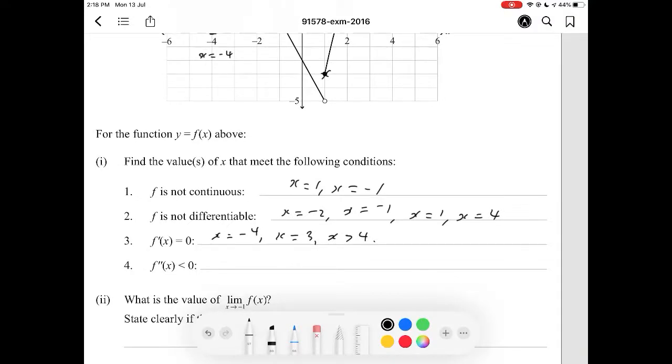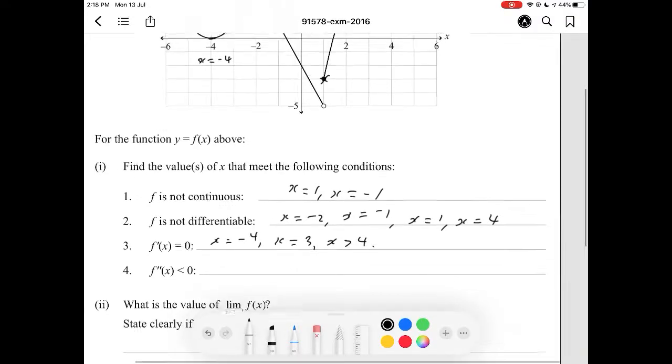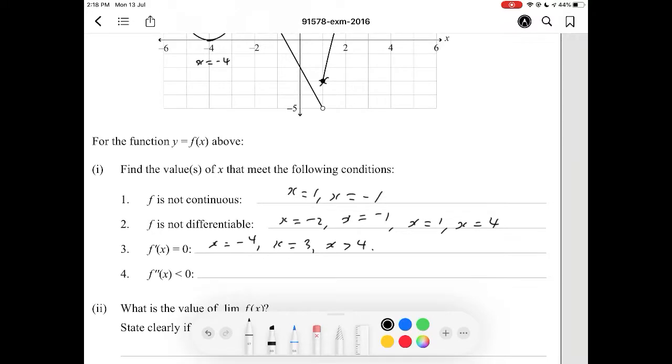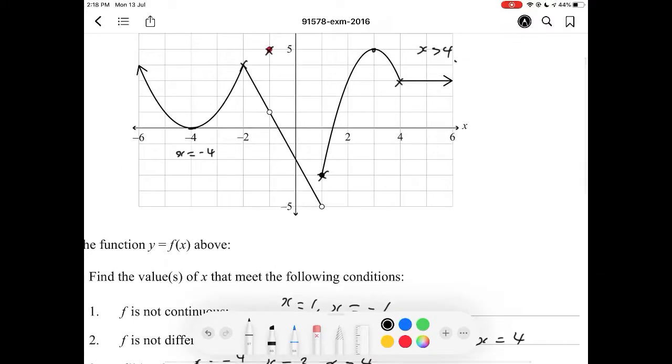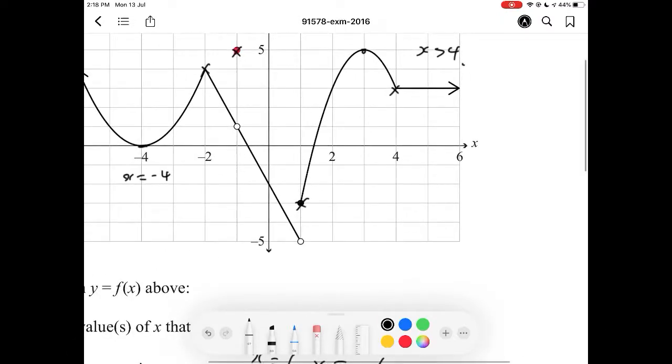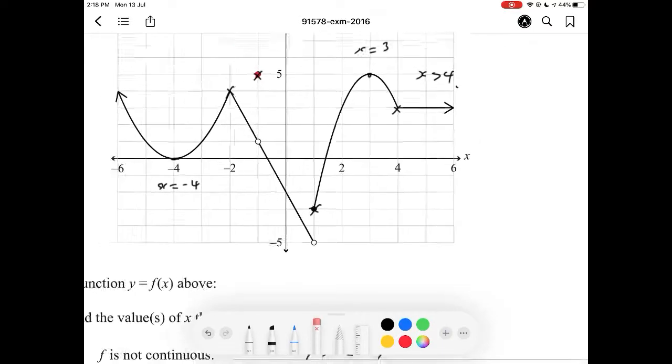Question 4, f double dash of x is smaller than 0. Basically that's asking us for concave down. Whenever the second derivative is less than 0, you're looking for the sad face. If it's greater than 0, you're looking for the happy face. Looking at the sad face right now, if this graph is continued, we'll see the sad face here. That will be when our graph is concave down.